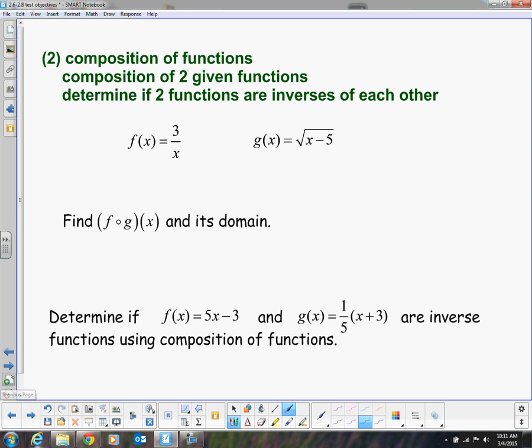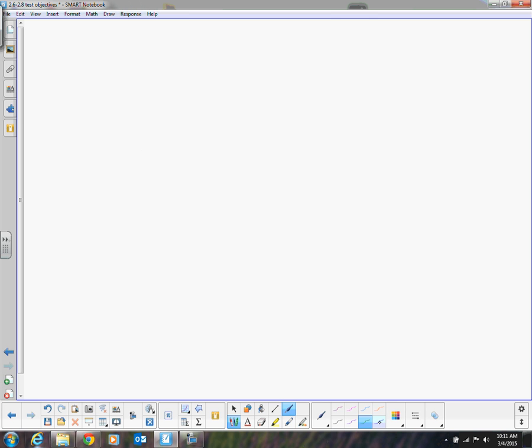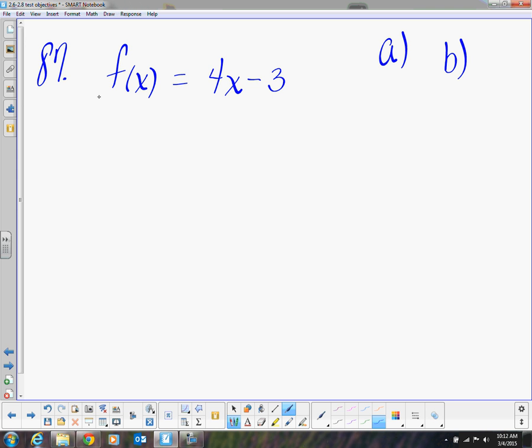Okay, what questions do you have on homework? 87 said? f of x equals 4x minus what? 4x minus 3. Okay. Is this an AB? Yeah. Okay, this was the AB that nobody did the B on, that you have the B on your test. All right, to find the inverse, the first thing you do is change f of x to y. The second thing you do is swap x and y.